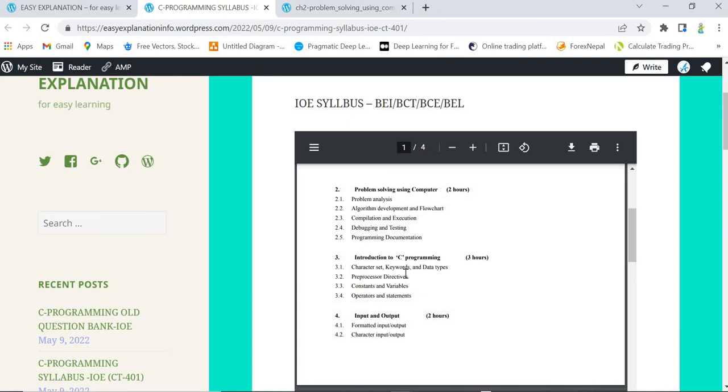Compilation, execution, compiler, interpreter and assembler and the differences between them. So I hope you understood this.